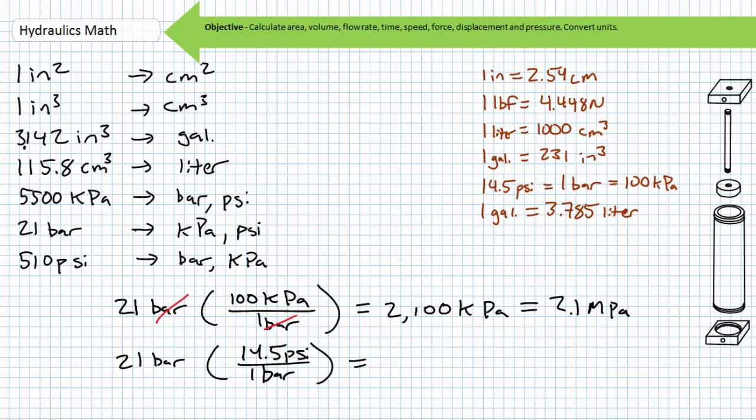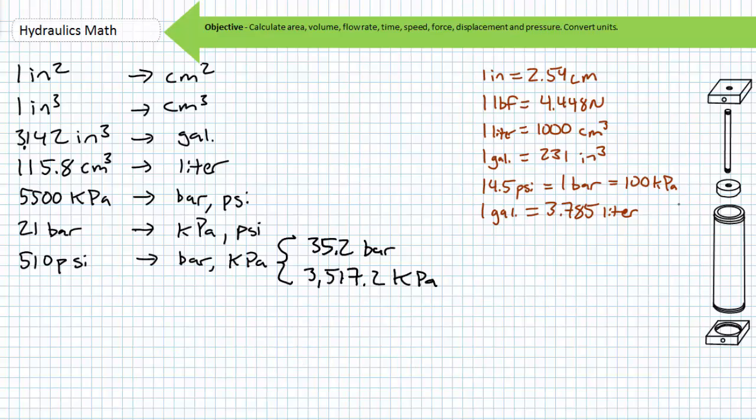In this case, we can step back to our original quantity of 21 bar and convert this to psi. The unit we want is psi, so it goes on top. The unit we don't want is bar, so this goes on the bottom. The units of bar cancel out, and we're left with the number 304.5 psi. Again, don't freak out when your pressure gauge's needle points to the general vicinity of 300 psi.